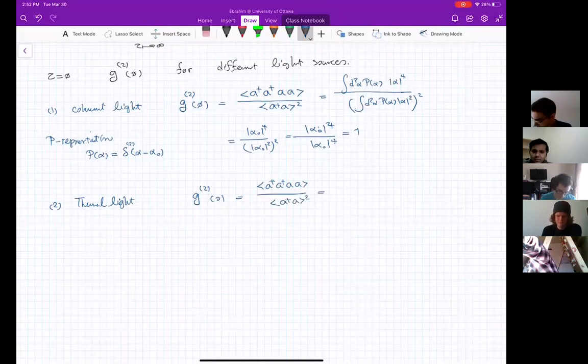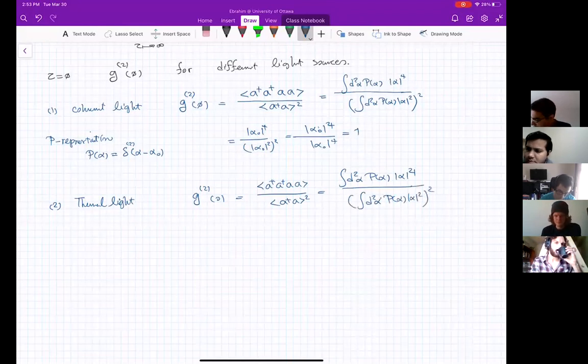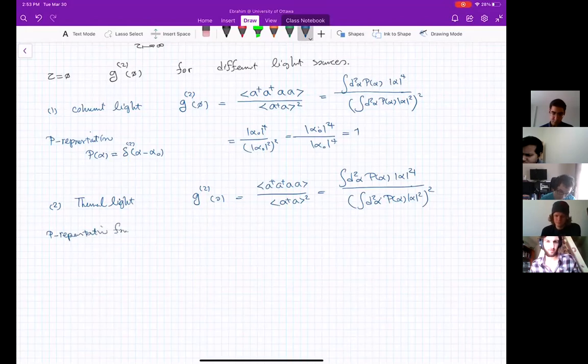Now I have to do the calculation for the case of thermal light, for which I know the quasi-probability distribution, the P representation. That's the reason that I write it explicitly in this way: alpha power of 4 divided by the integral of d2 alpha P alpha, alpha power of 2, all to the power of 2. Okay, so what is the P representation for thermal light?